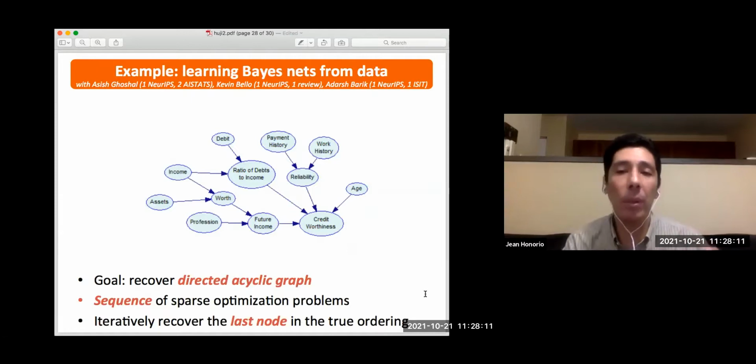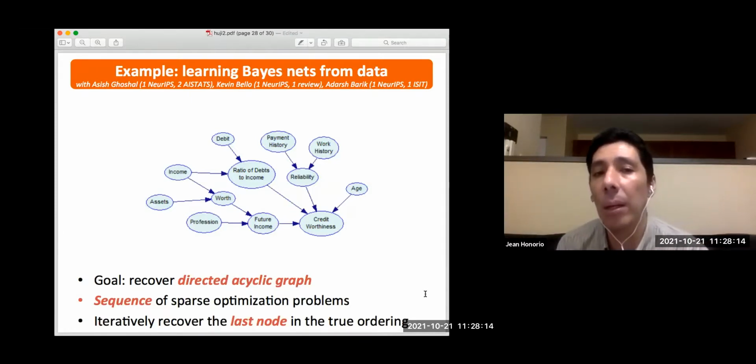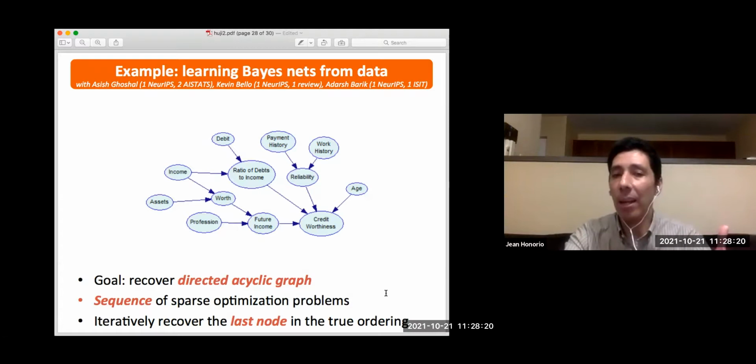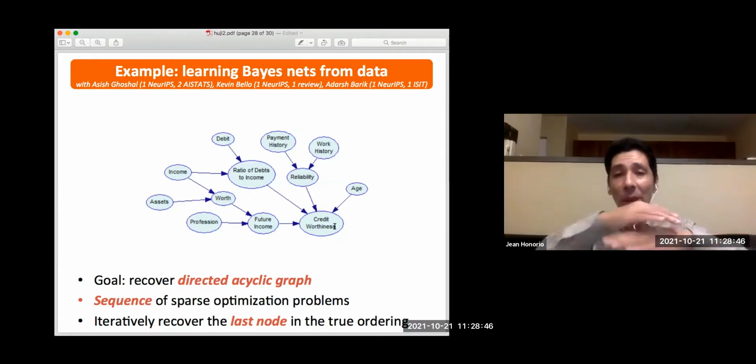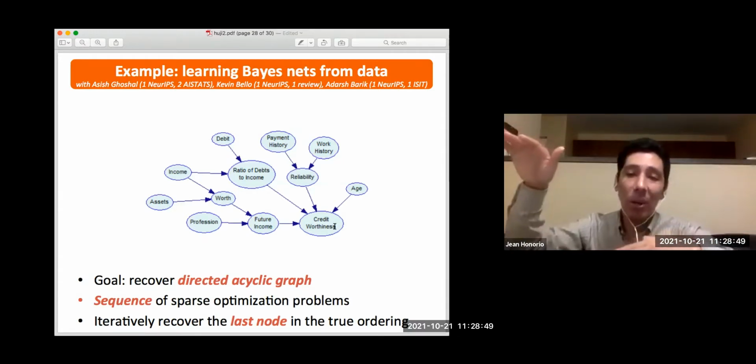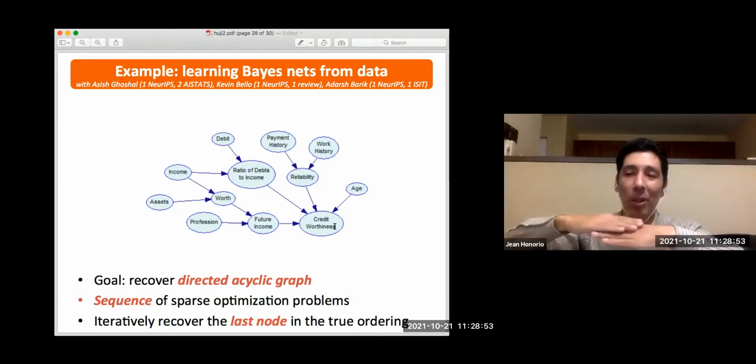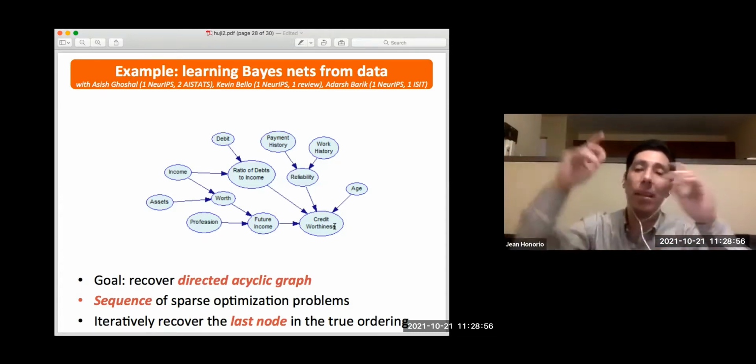One of the first things that we did with these convex relaxations was to tackle problems of Bayesian networks, right? So that's the typical problem in machine learning in which you get data and you want to figure out a directed acyclic graph that best explains the data. So here what we did is a sequence of optimization problems. The idea is to figure out first the terminal node. So you can see here, for instance, the terminal node would be creditworthiness, but after you remove that layer, you can start removing the next terminal nodes after removing that. And if you recover all the layers of the Bayesian network, you can then just do a regression of the last layer or any layer based on the previous layer, and then you can recover the graph.